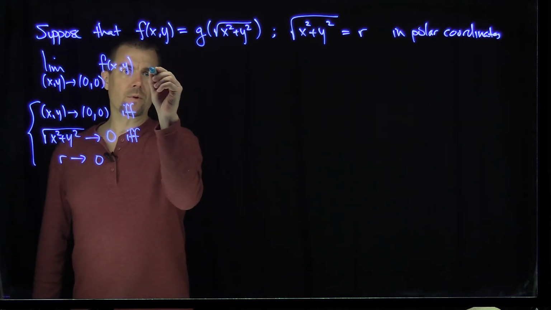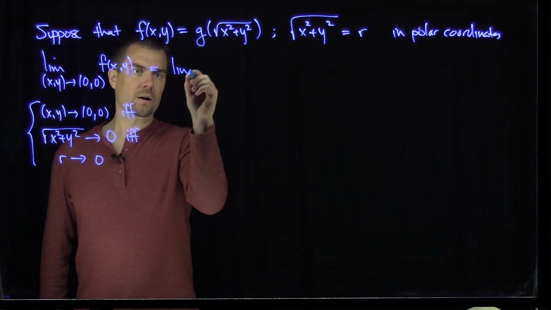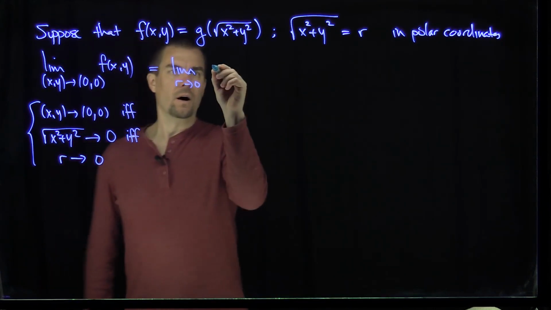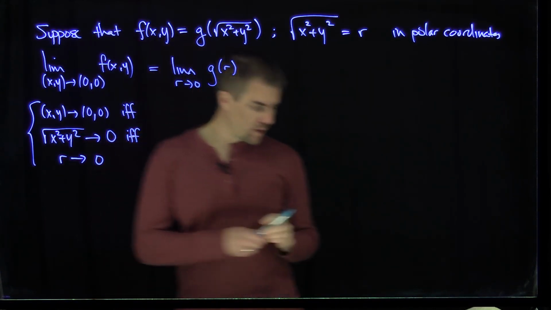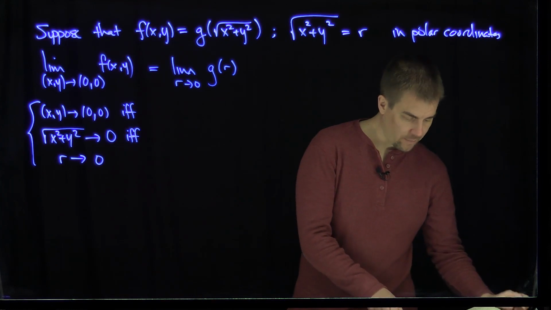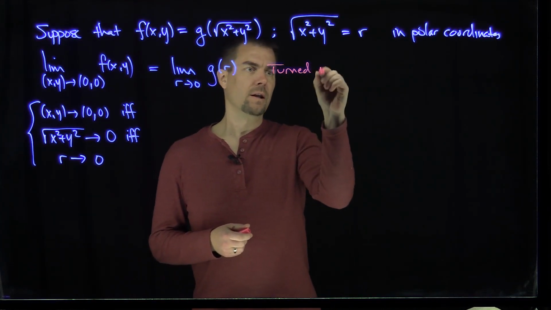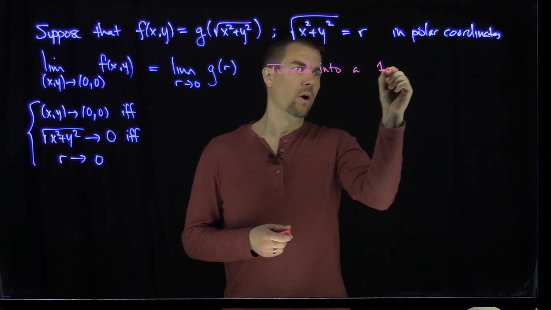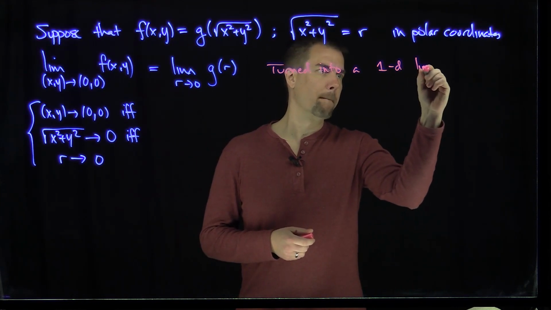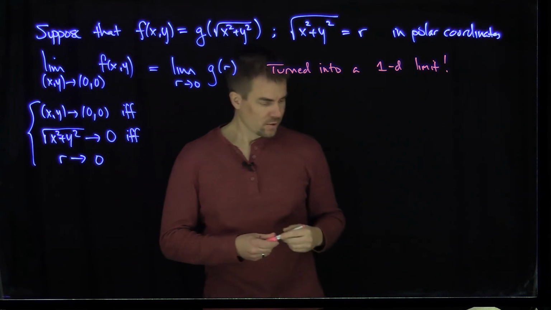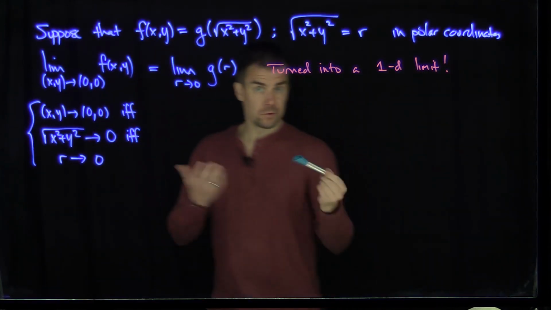So with this in mind, we can write this as just the limit as r goes to 0 of g of r. So what we've done here is we've turned our two-dimensional limit problem into a one-dimensional limit problem, which is good news. So let's see an example of how we would do this in practice.